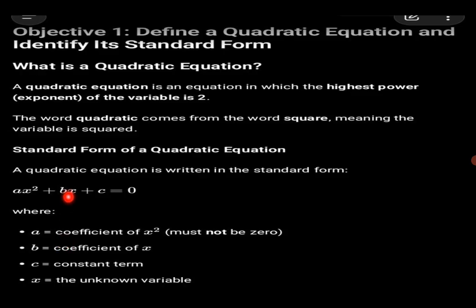And b in this case is a coefficient of x. It can be any number, negative or positive, whole number or fraction. And c is a number, which is a constant term. In this case, x is the unknown variable, which has to be solved for. So that's a quadratic equation and its standard form.